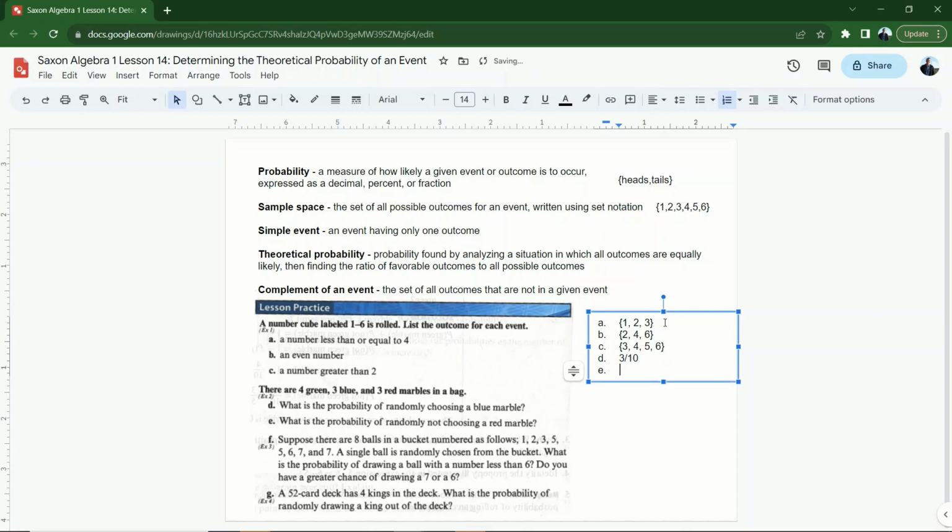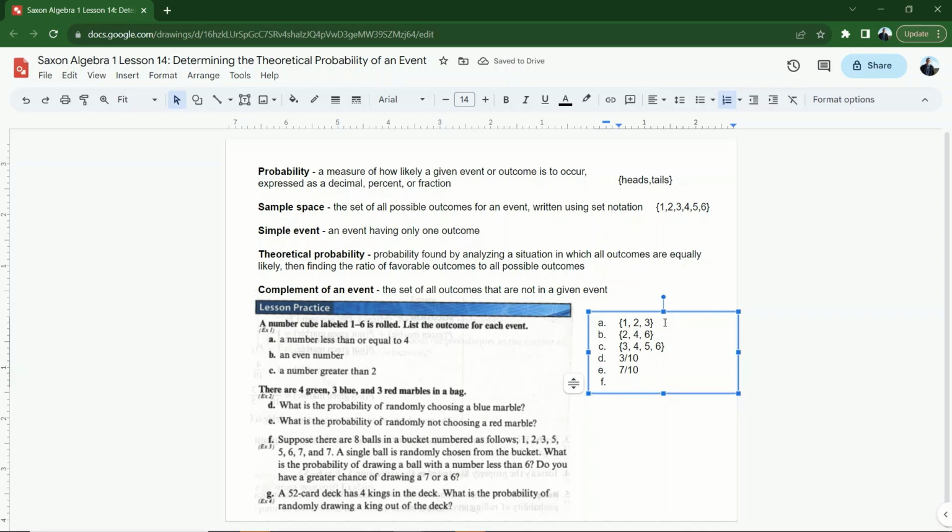What is the probability of randomly not choosing a red marble? Okay, well, first of all, I have to consider what is the complement of choosing a red marble? It's choosing a blue or green. So blue and green marbles would be not red. I'm going to put the total number of not red marbles, 7, over the total number of marbles. The answer to that one is 7 over 10.